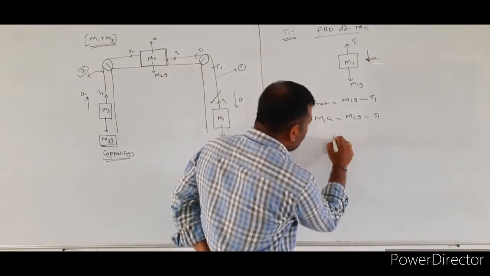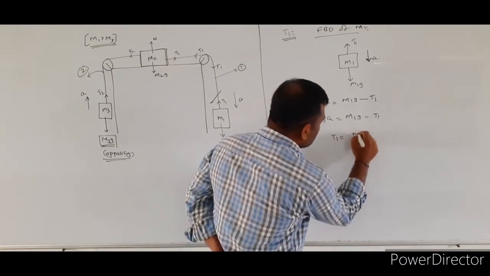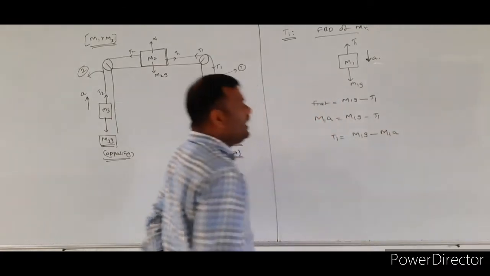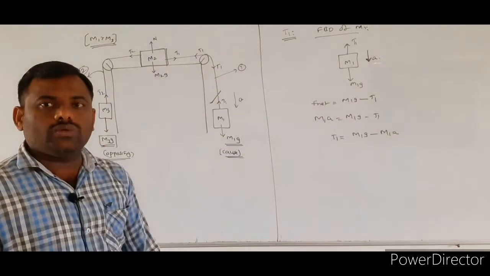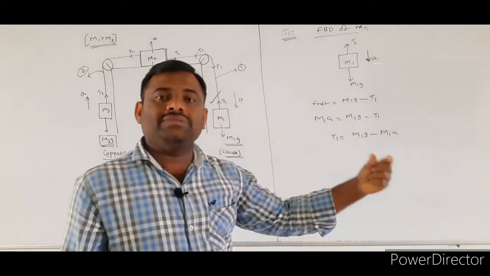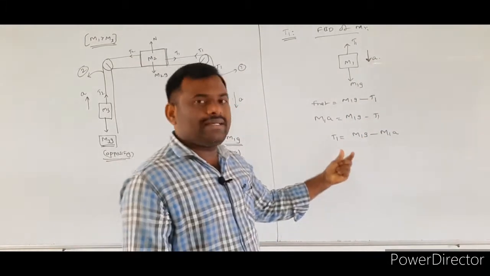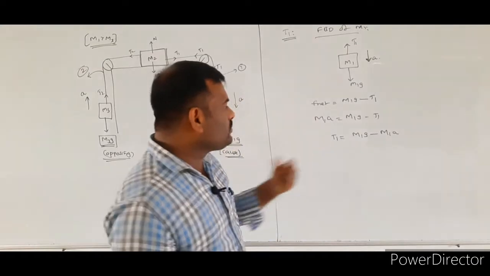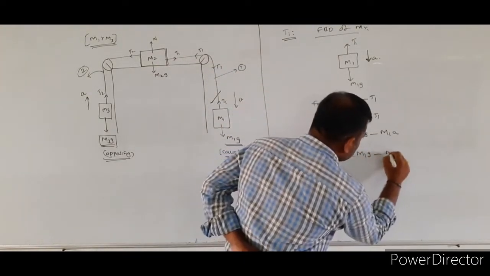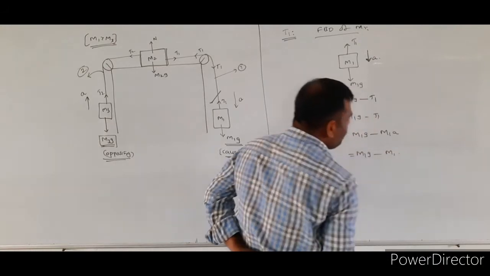I want to calculate the value of T1, so I will write M1G minus M1 into A. What did you get as the acceleration value here? M1 minus M3 into G by M1 plus M2 plus M3. Simply substitute the value of A. M1G minus M1 into A value is equal to what?